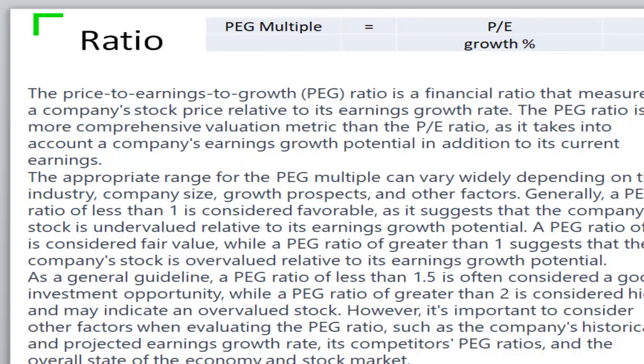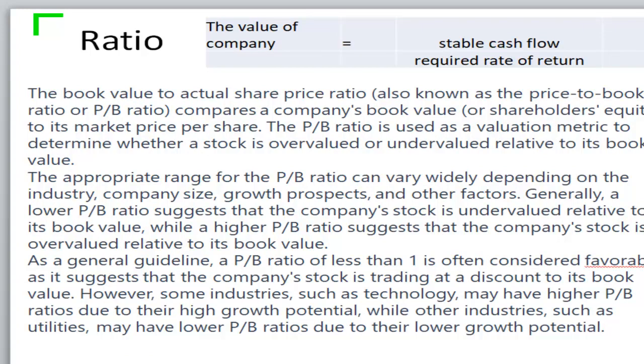While this P/E ratio by growth gives us a picture of whether the company has growth potential. If the ratio is less than 1, then it is considered favorable. If it is greater than 1, the stock is overvalued.